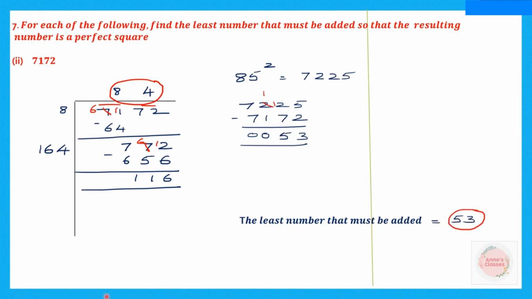So again, let me just tell you how to do it. First, find your square root by the division method. The number that you get here is your quotient. Find the square of the number next to the quotient. 84 is your quotient. Find the square of 85. And then subtract the two, the answer that you get and the number in the question. The difference is the least number that must be added.